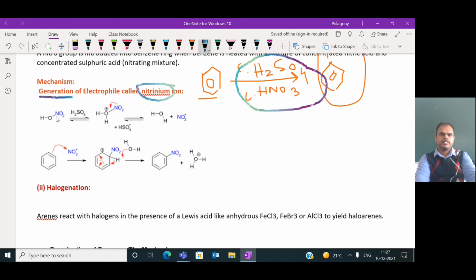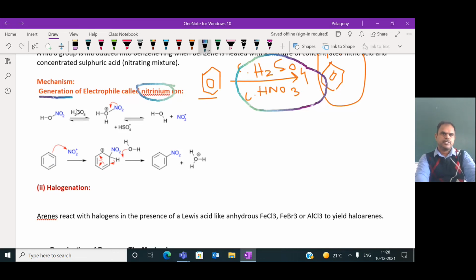When concentrated nitric acid is mixed with concentrated sulfuric acid, a very important thing is that both are concentrated, and the reaction is exothermic. But how does this reaction take place? Here one interesting thing happens: nitric acid behaves like a base, whereas sulfuric acid behaves like an acid in relation to each other.